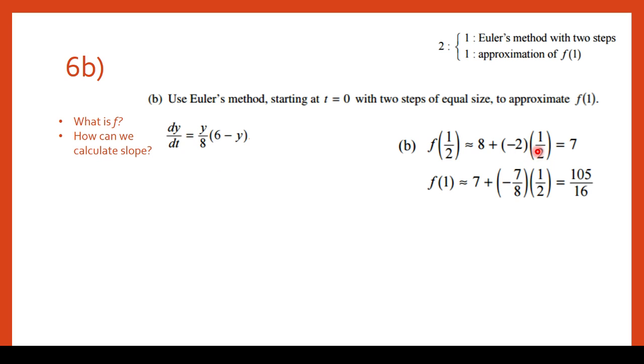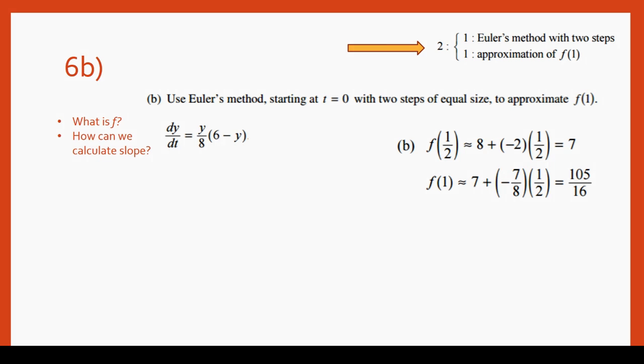You plug in 1/2 because you're using 2 steps, so you're going to be at 0, 1/2, and 1. And then you add 8, because that's the y-intercept, which is equal to 7. And then to find f of 1, you just take 7 and you add it to 1/2 times -7 over 8. This -7 over 8 is the slope that you get when you put in 7 into this dy over dt. And then 1 over 5 over 16 is your value for f of 1.